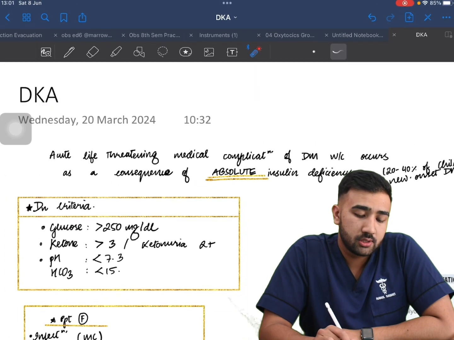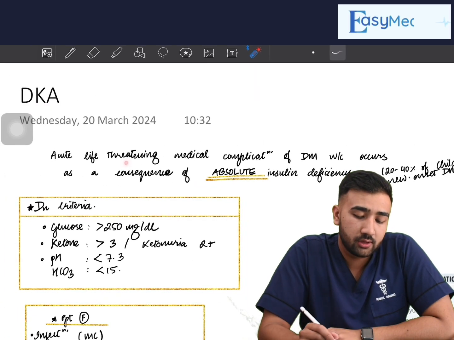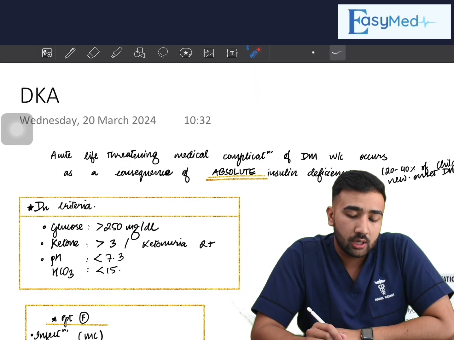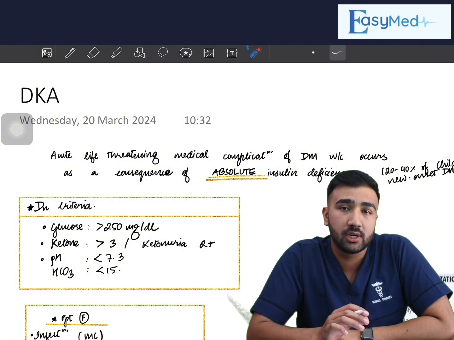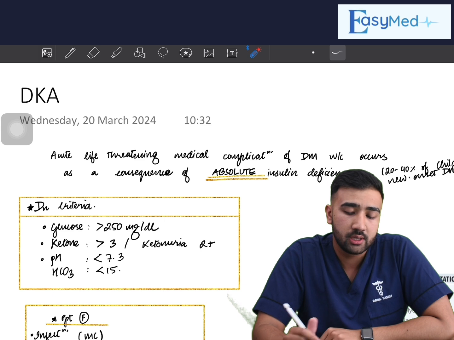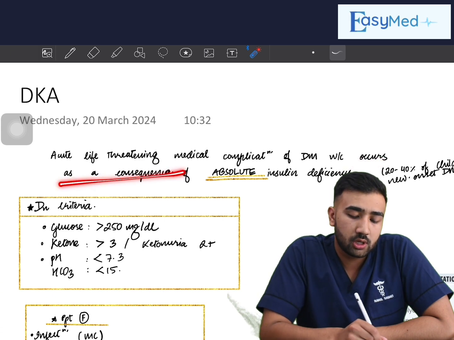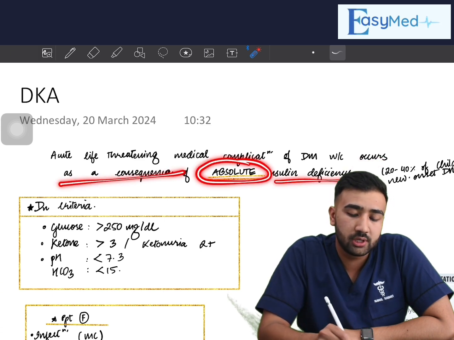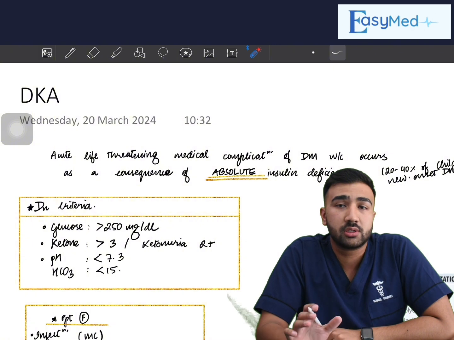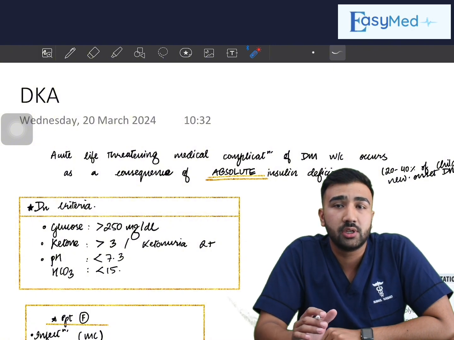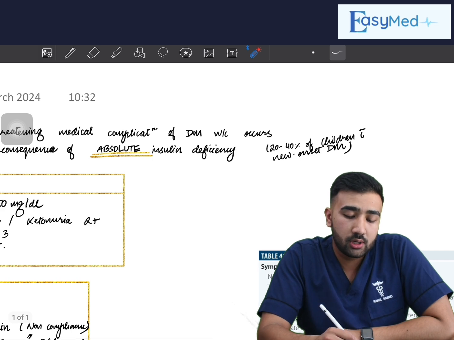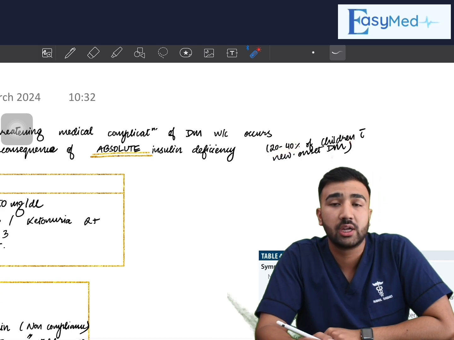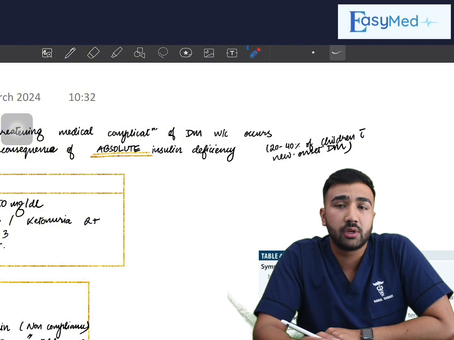Diabetic ketoacidosis or DKA is an acute life-threatening condition of diabetes mellitus, and usually it is more common in type 1 diabetes mellitus rather than type 2 diabetes mellitus, and it occurs as a consequence of absolute insulin deficiency. So absolute insulin deficiency, it has to be type 1 diabetes mellitus. And according to the recent data, around 20 to 40% of children with new onset diabetes mellitus suffer with diabetic ketoacidosis.